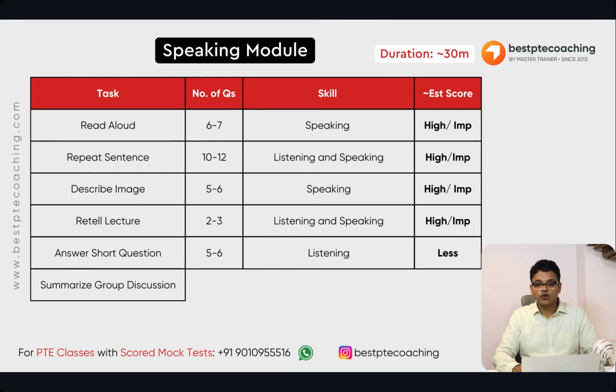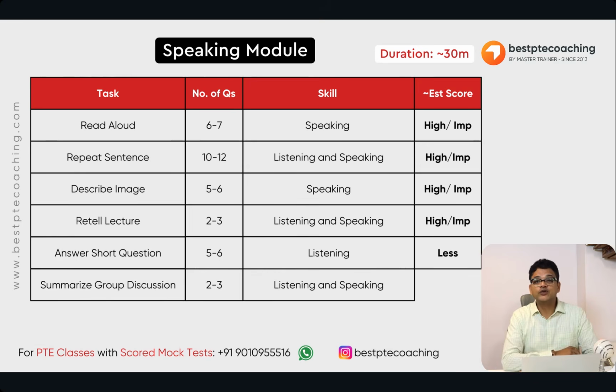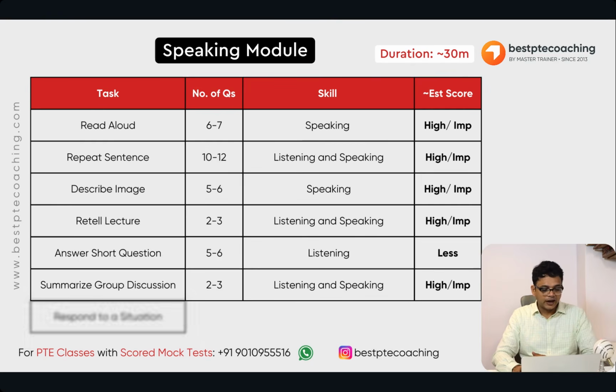And then summarize group discussion, which is a new task in PTE Academic speaking. There will be minimum 2 questions, maximum 3 questions, and it is going to give you a listening score and speaking score. I assume it to be an important task because the number of questions is 2, 3, and based on the question types, model and everything, I predict it to be an important task.